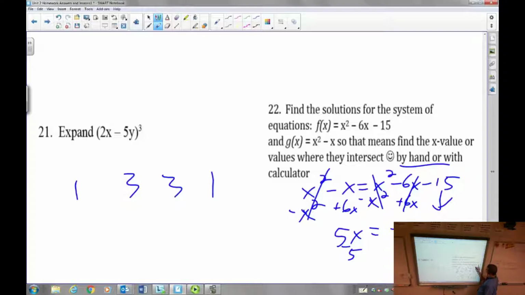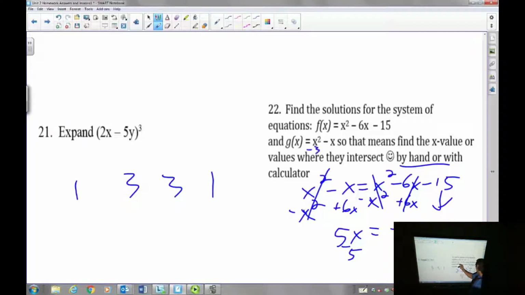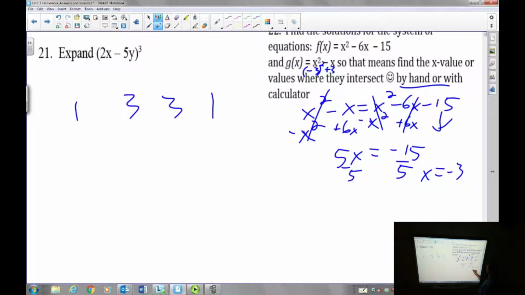And then plug it back into the equation. Negative 3 squared is 9. And then 9 minus the negative 3, so 9 plus 3 is what you're going to do there. And so 9 plus 3 is 12. So then we get x equals negative 3 and y equals 12. And there's your intersection. I know it's dark. So there's your intersection, your answer.